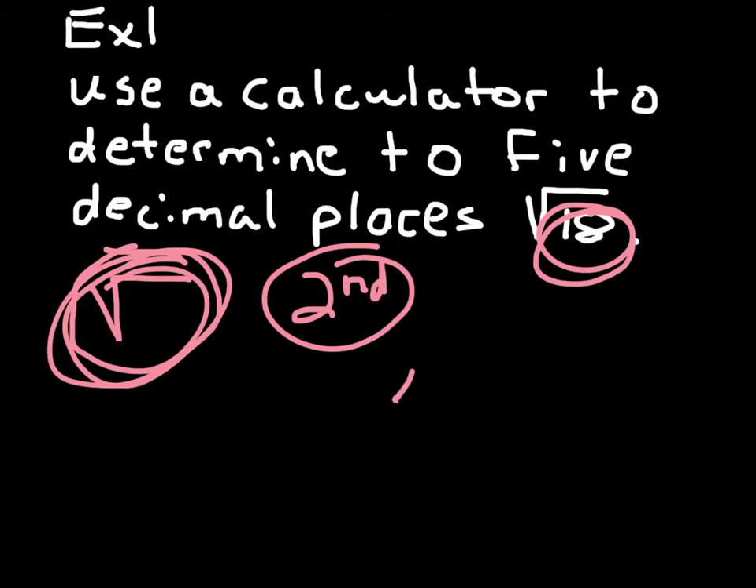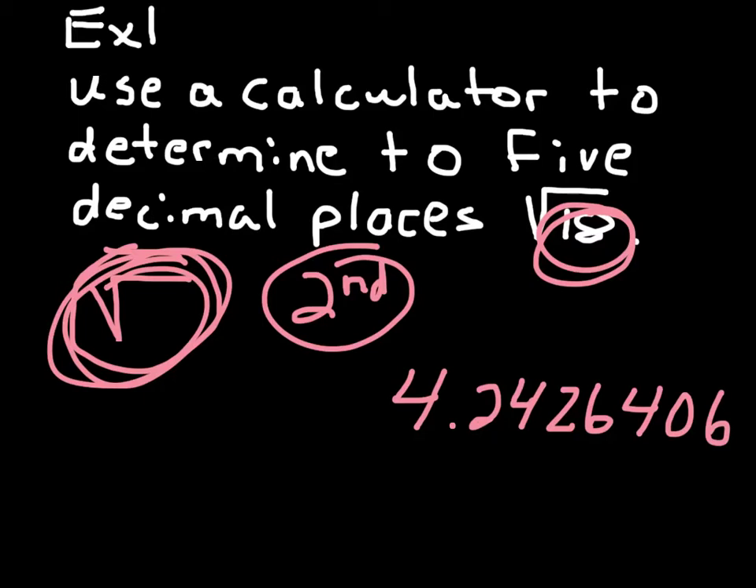And I get a big long decimal, so 4.242640, and it keeps on going. Now they want this to 5 decimal places. So 1, 2, 3, 4, 5, and I need to make sure I round.